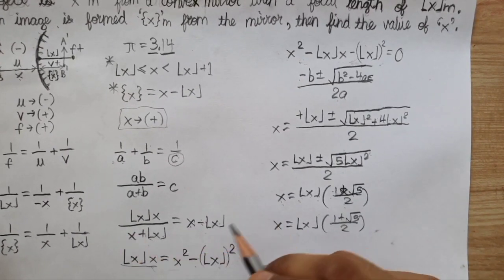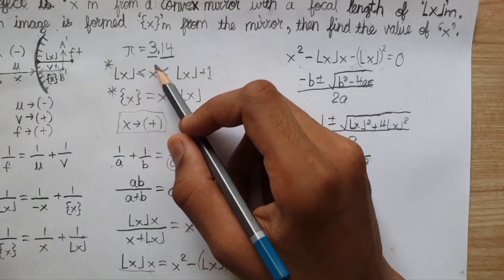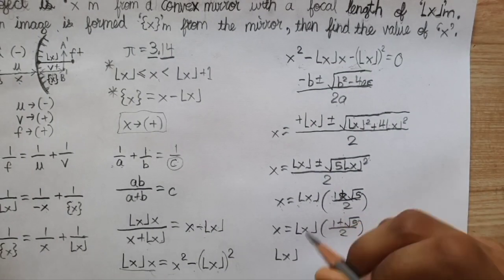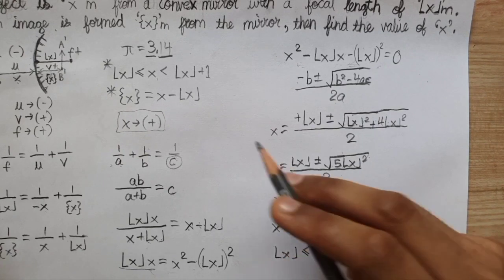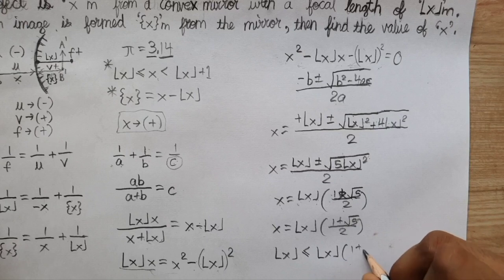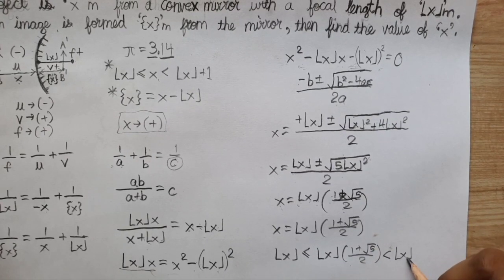And as discussed earlier in this inequality, we know that floor of x is lesser than or equal to x is lesser than floor of x plus 1. So substituting that here, we get floor of x is lesser than or equal to, we'll substitute x with this value, floor of x into 1 plus root 5 by 2, which is lesser than floor of x plus 1.